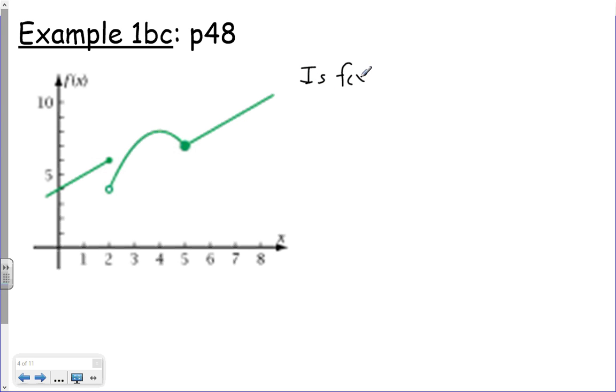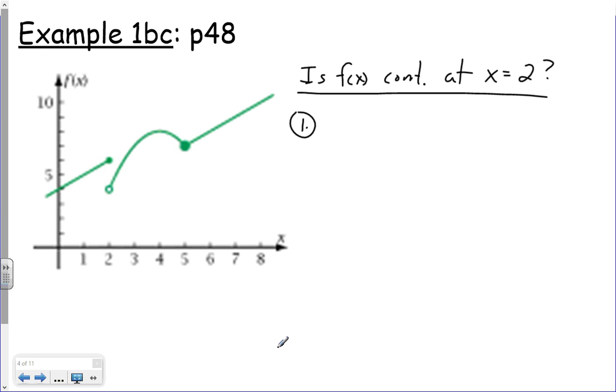Is f of x continuous, I'll abbreviate that, at x equals 2? Right, that's the question we're trying to answer. So there's three parts we've got to put together to answer that question about continuity. And it goes back to the definition that we just looked at. You have to meet all three parts of that definition of continuity in order for you to say that this is continuous at x equals 2.